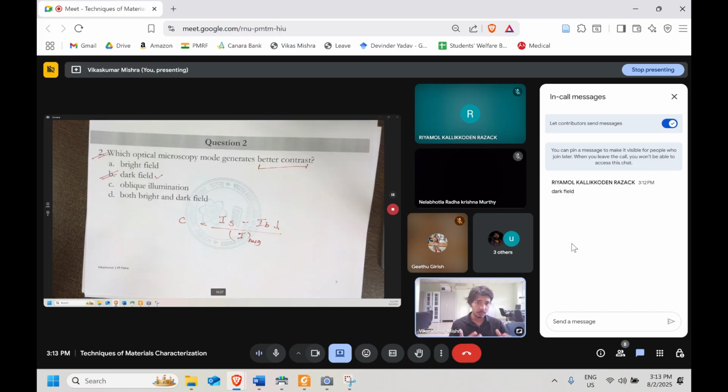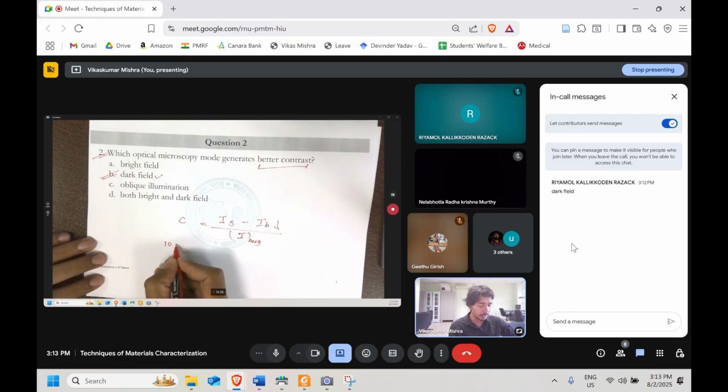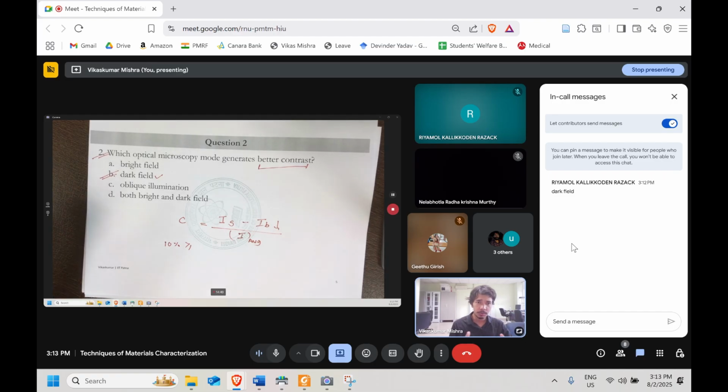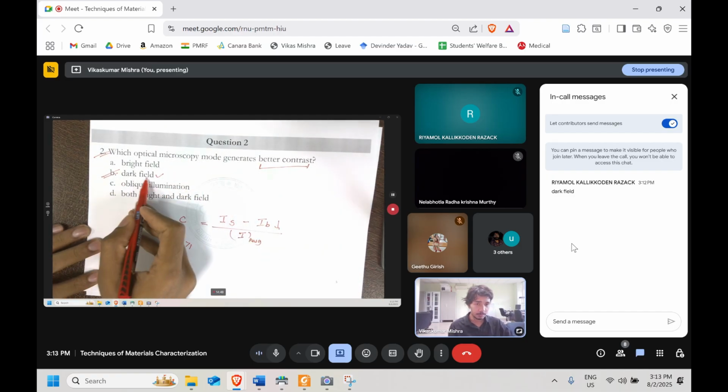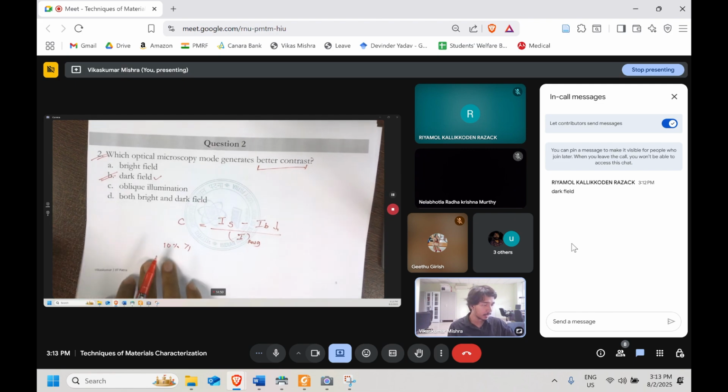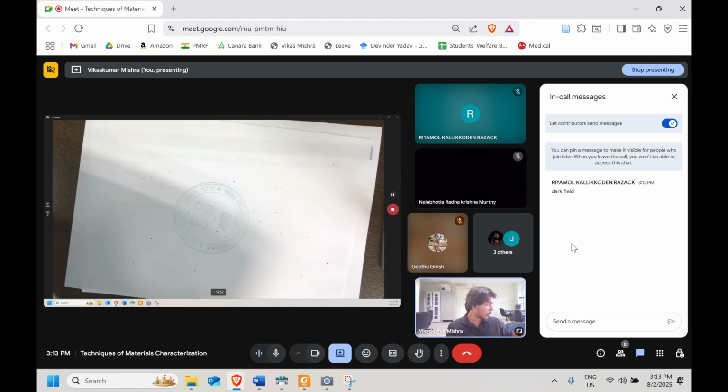Our human eye is more sensitive towards contrast, right? So in class we have learned that for the human eye, the contrast should be more than or equal to 10%, then only we will be able to detect it. If it is below that, we won't be able to detect it. Okay, so among all of this, the best option is option B. Great guys, let's move ahead. Let's go to question number 3.